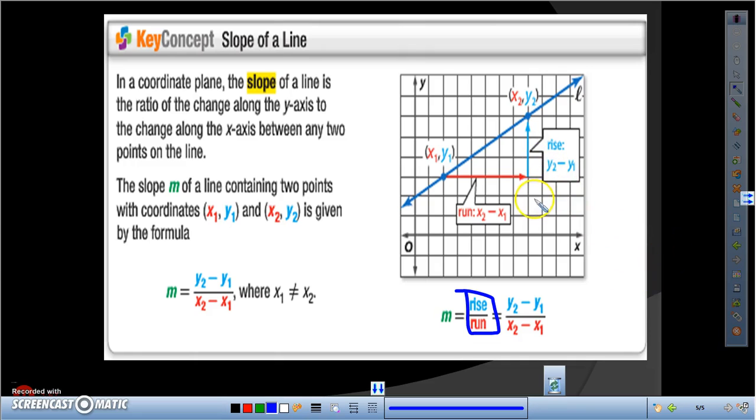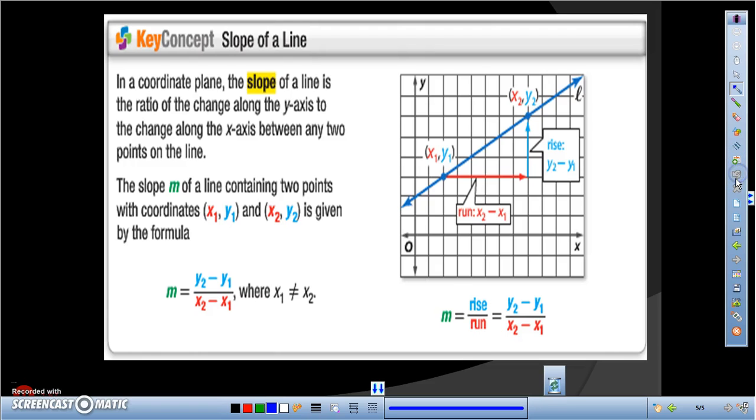And if you're counting down, you have a negative value, and if you're counting left, you have a negative value. And the same can be counted in the other direction. So I can go up, which would be a positive value, and right, which would be a positive value. So when you're counting, just make sure that you're paying attention to what direction you're headed. If you're going down or to the left, that's negative. If you're going up or to the right, then that's positive.